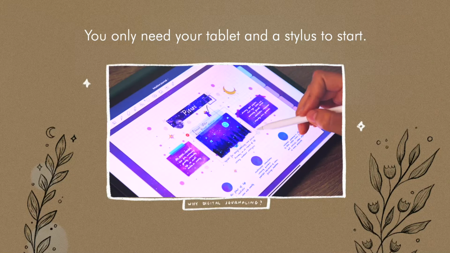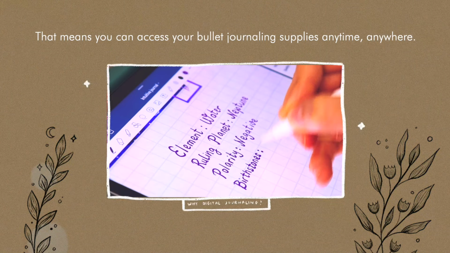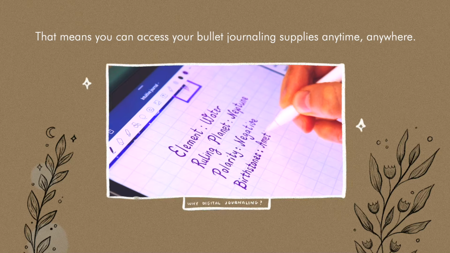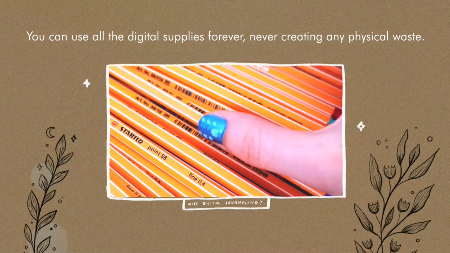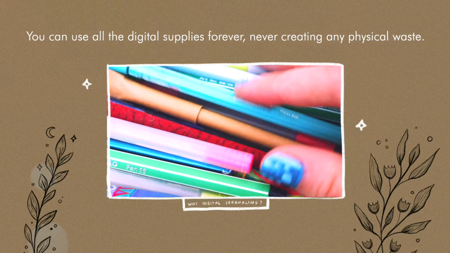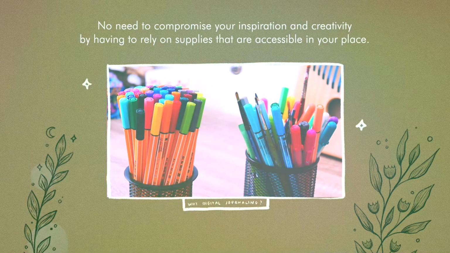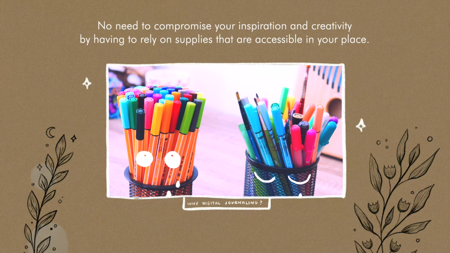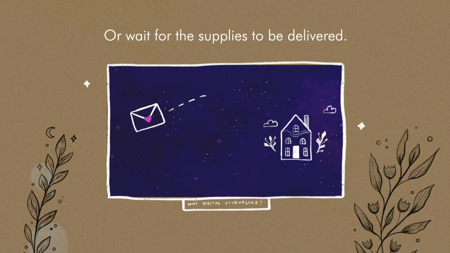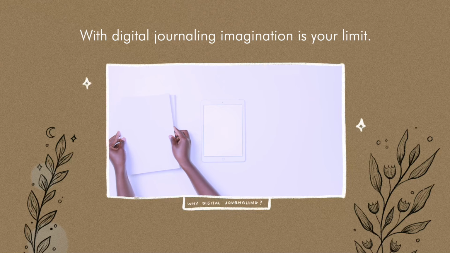You only need your tablet and a stylus to start. That means you can access your bullet journaling supplies anytime, anywhere, and your workflow is so much cleaner. You can use all of the digital supplies forever, never creating any physical waste. No need to compromise your inspiration and creativity by having to rely on supplies that are accessible in your place or wait for the supplies to be delivered. With digital journaling, imagination is your limit.